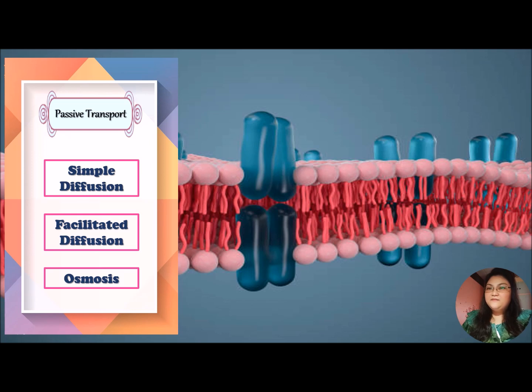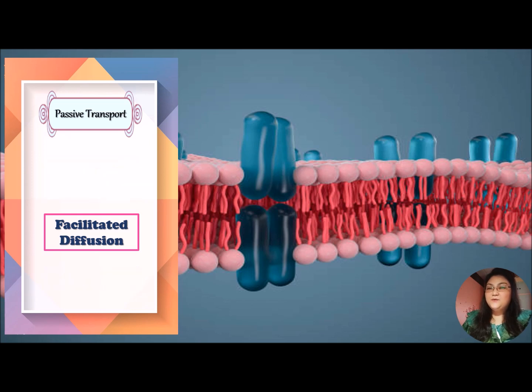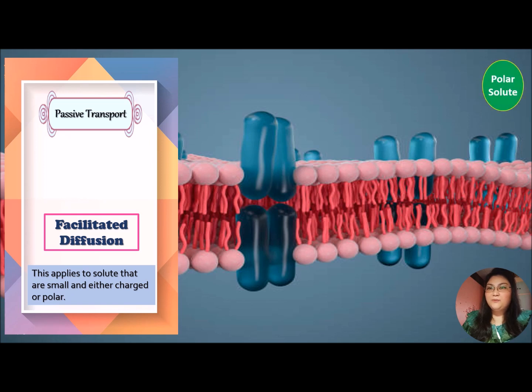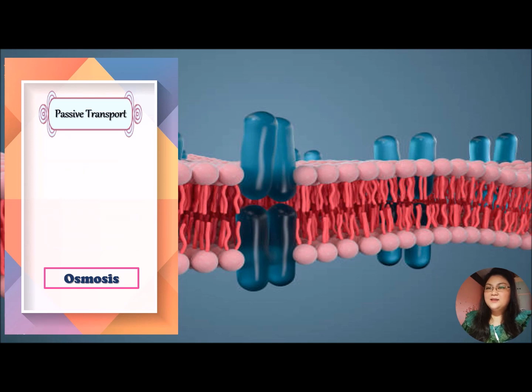The second type of diffusion is facilitated diffusion. This applies to solutes that are small and either charged or polar. Because these solutes are polar, the nonpolar phospholipid bilayer blocks them from passing through the membrane into or out of the cell by simple diffusion. However, they can pass into and out of the cell with the assistance of plasma membrane proteins through a process called facilitated diffusion. Now, for osmosis.